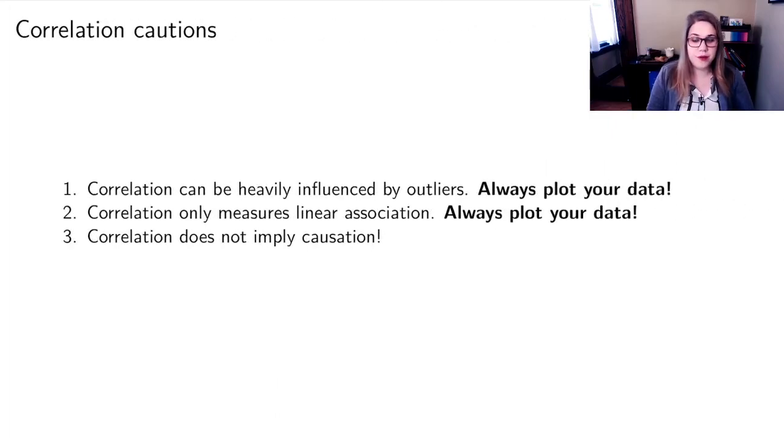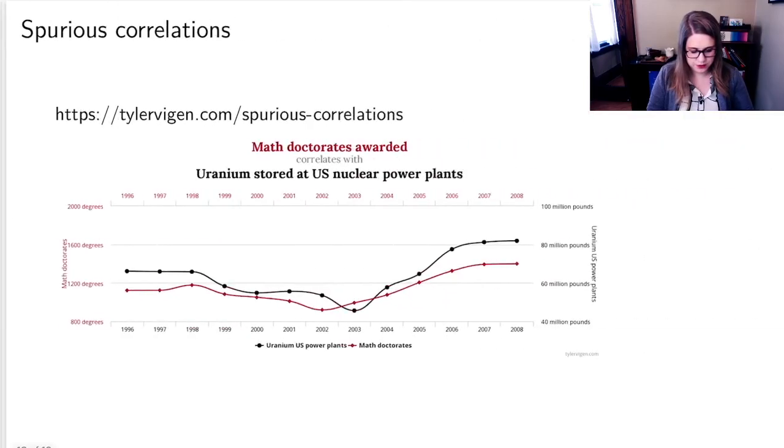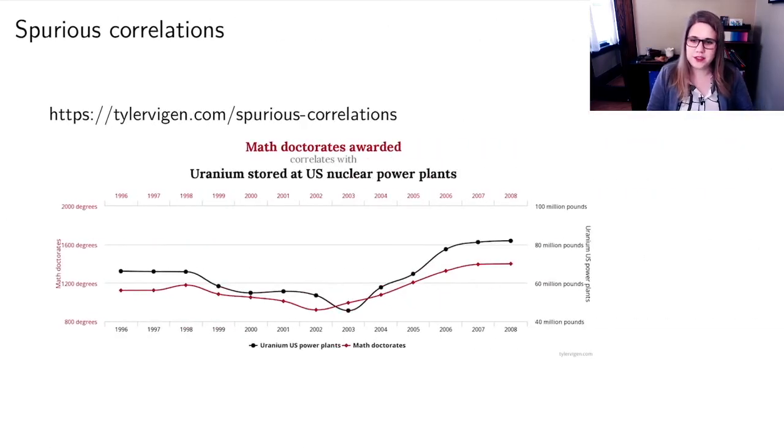It's also important to remember that correlation does not imply causation. So there is a whole website on spurious correlations. I just pulled one of them here. There is a pretty strong correlation, and apparently I didn't include the number on here, between the number of math doctorates awarded and the amount of uranium stored at US nuclear power plants. So do we think that if we suddenly started giving fewer PhDs to people in math, that we would have less uranium at US nuclear power plants? No. Those things are actually not related at all. So there's just a correlation by chance.